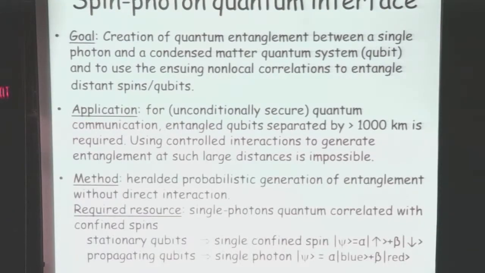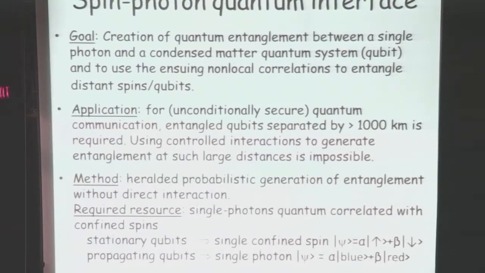So the method of preference, at least up until now, is what I will refer to as the heralded probabilistic generation of entanglement. Basically, the resource is single photons that are quantum correlated with the emitters that have generated them. So I'm considering a stationary quantum system, which in the simplest setting would be a confined spin, whose wave function, if it's non-entangled, is a superposition of the two spin orientations, and then a propagating photon pulse, which could be in a superposition of a number of degrees of freedom.